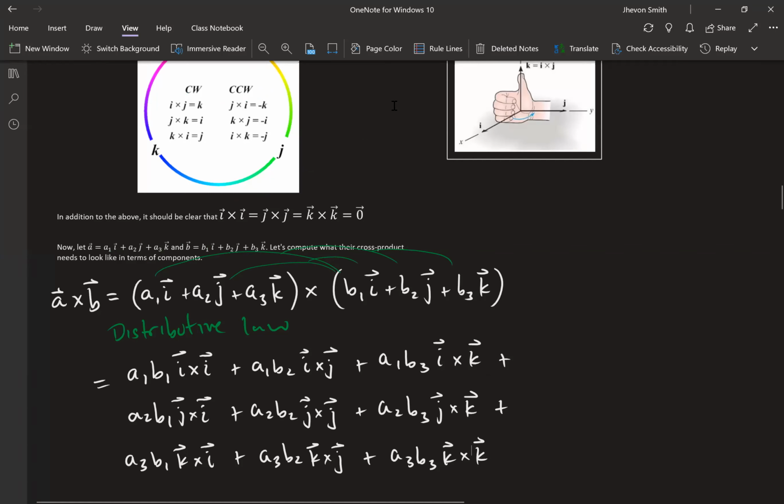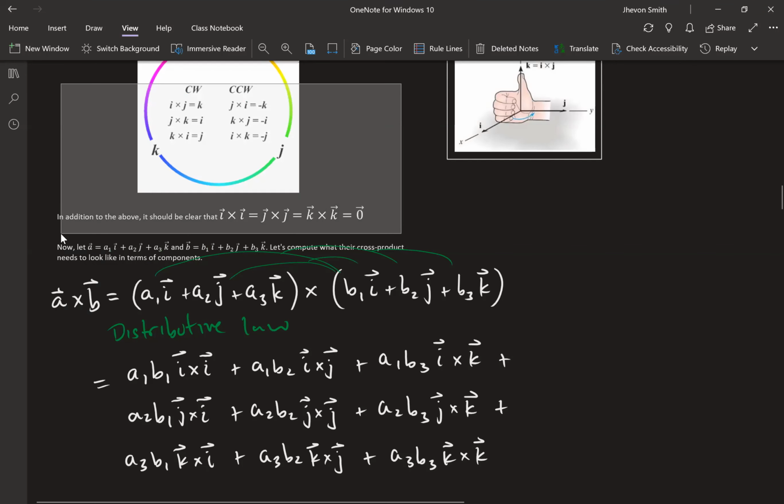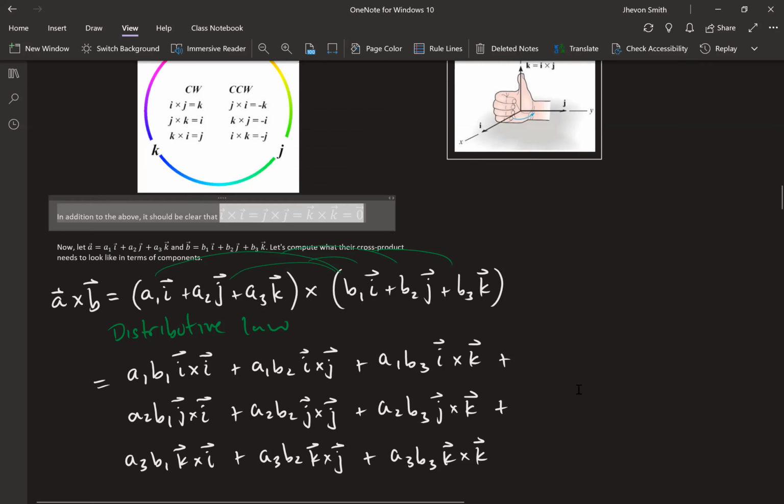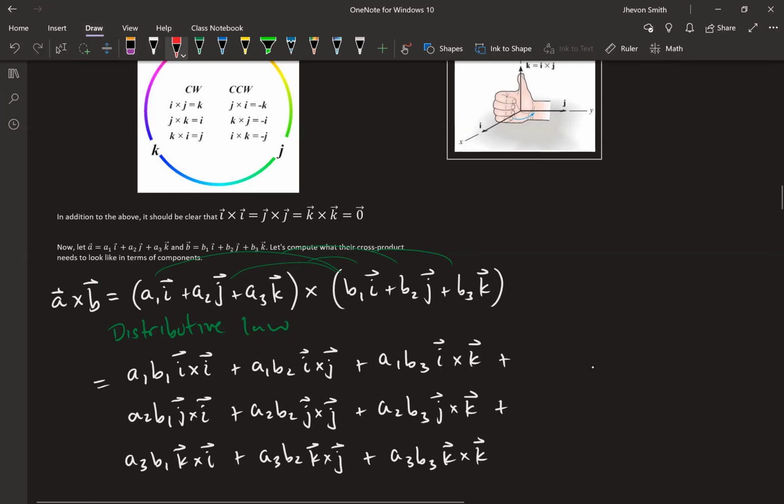Okay, so I'm going to be using what's in this diagram right here. Now, of course, we know that I cross I is going to be 0. So that's the 0 vector. So that's going to give me a 0 vector there. J cross J is also 0. K cross K is also 0. Okay. What about the I cross J? From that diagram, that would give me K. What about the I cross K? From that diagram, that gives me minus J.